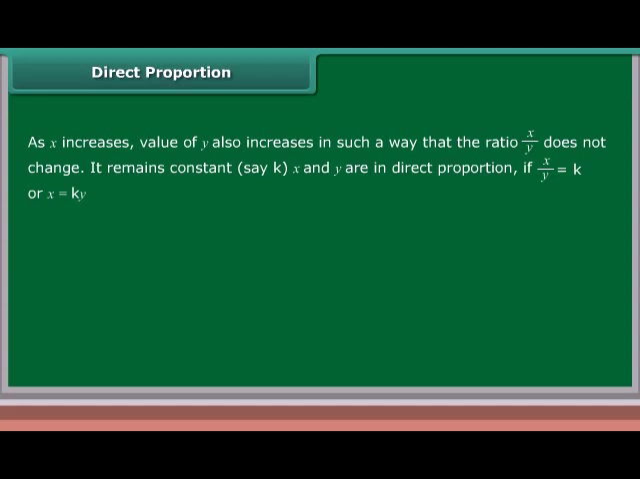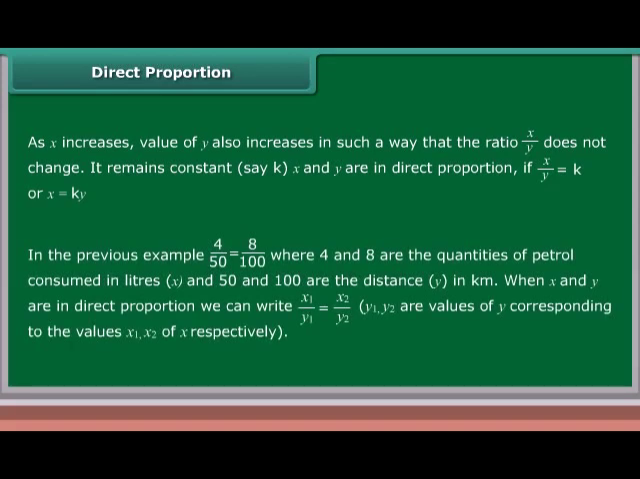X and Y are in direct proportion if X upon Y is equal to K, or X is equal to KY. In the previous example, 4 upon 50 is equal to 8 upon 100, where 4 and 8 are the quantities of petrol consumed in liters X, and 50 and 100 are the distance Y in kilometers. When X and Y are in direct proportion, we can write X1 upon Y1 is equal to X2 upon Y2. Y1, Y2 are values of Y corresponding to the values X1, X2 of X respectively.